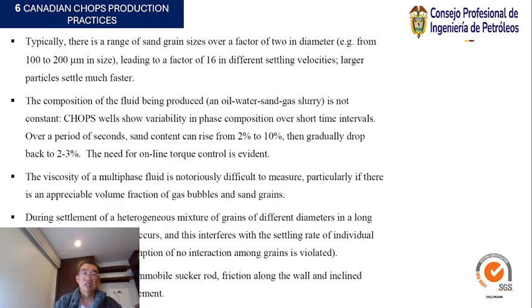The composition of the fluid being produced, oil, water, sand, gas, slurry, is not constant. CHOPS wells show variability in phase composition over short time intervals. Over a period of seconds, sand content can rise from 2% to 10%, then gradually drop back to 2 to 3%. The need for online torque control is evident.